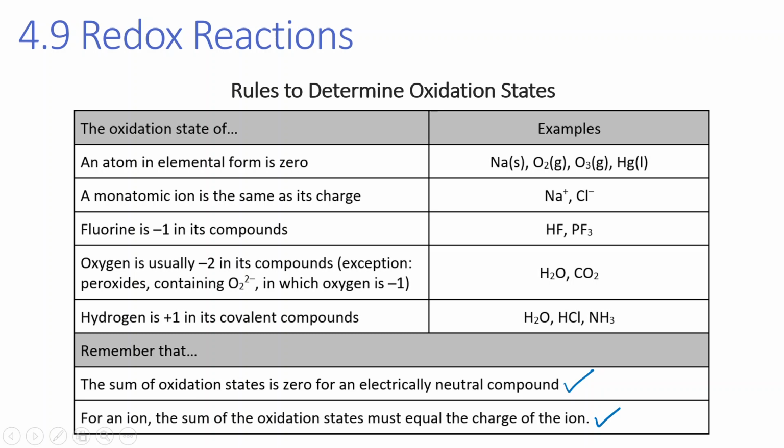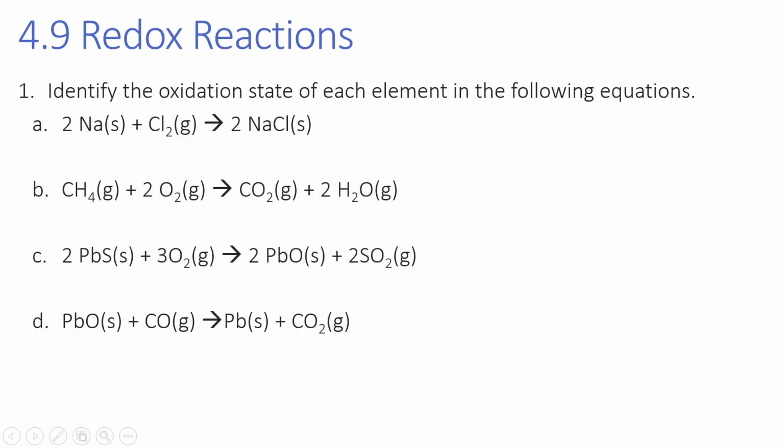So let's go ahead and take a look at a couple of examples. Here we have a couple of chemical reactions where we want to identify the oxidation state of each element. Looking at the first one, I have Na solid. Since that's an element in its standard state, its oxidation state is 0. Same thing for Cl2 gas. That's the normal state of matter, the normal condition for Cl2 to be in. Now we have NaCl. In this compound, Na has a charge of +1.